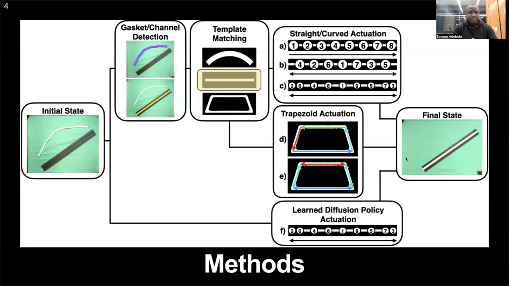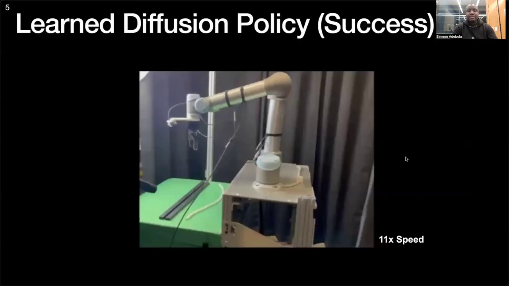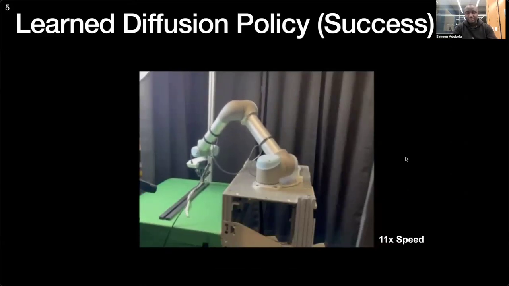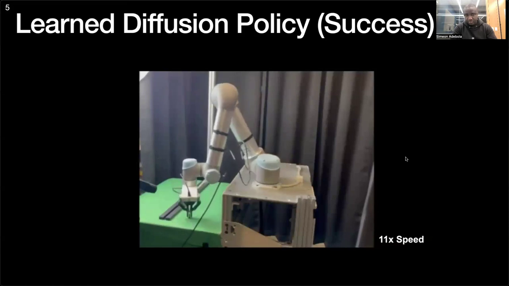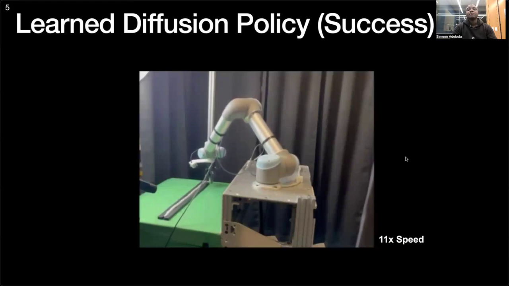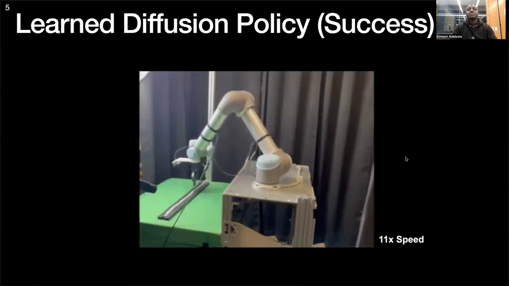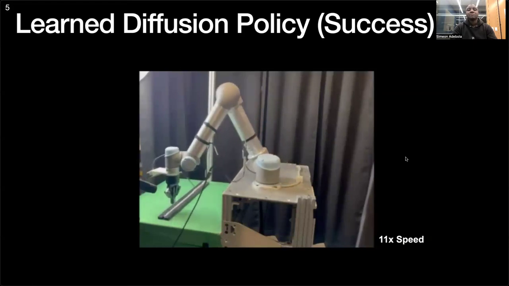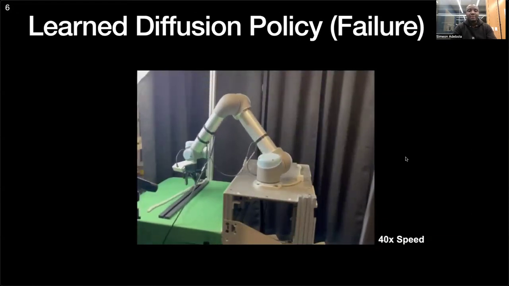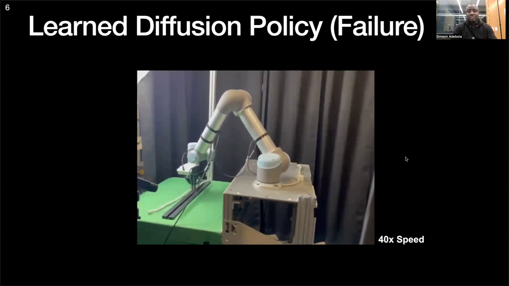We present four methods: learned diffusion policy and three procedural algorithms: unidirectional, binary search, and a hybrid of both. Here we see the learned diffusion policy successfully carrying out the task on the straight channel. Here we see the learned diffusion policy failing at carrying out the task on the straight channel.